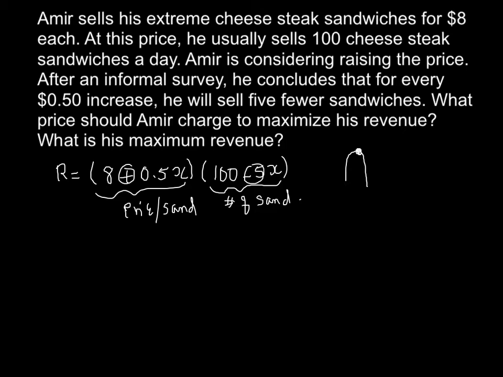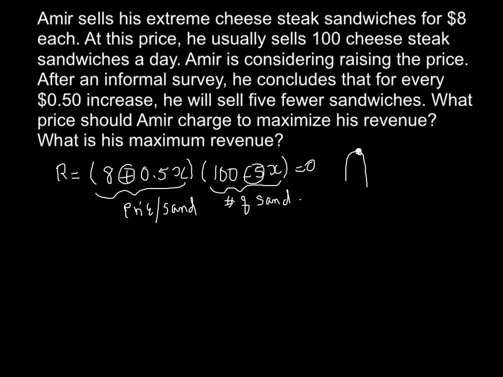Now, to find the coordinate of the vertex, there are two choices we have. Either we can expand this and use completing the square, or we can find the x-intercepts and use the average of the x-intercepts to find the vertex. We are going to use the last one, finding the x-intercepts, which is much easier. So to find the x-intercepts, we have to make R equal to 0.